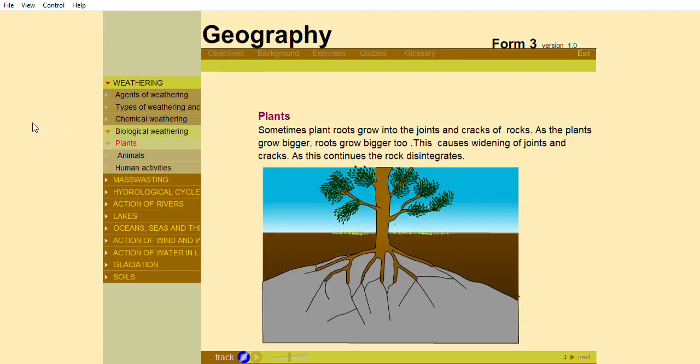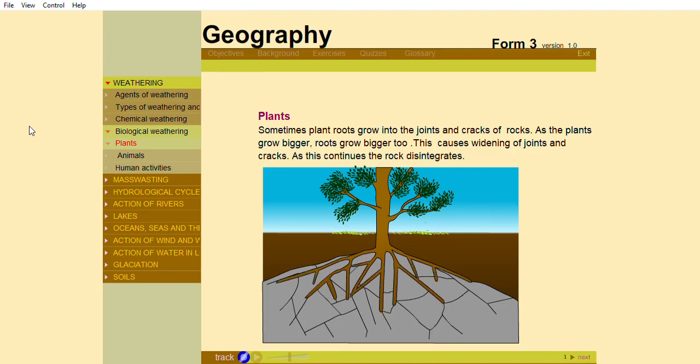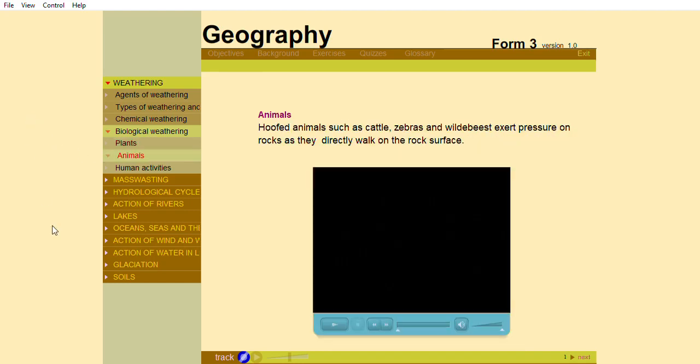Plants. Sometimes plant roots grow into the joints and cracks of rocks. As the plants grow bigger, roots grow bigger too. This causes widening of joints and cracks. As this continues, the rock disintegrates. Animals. Hoofed animals such as cattle, zebras, wildebeest exert pressure on rocks as they directly walk on the rock's surface.